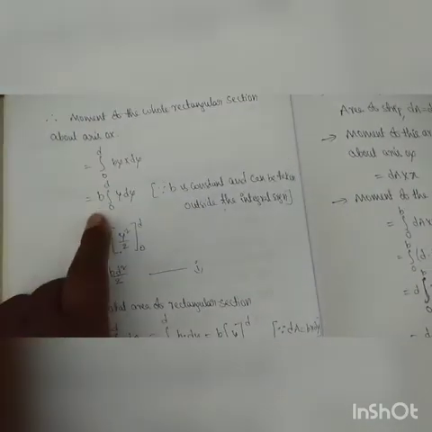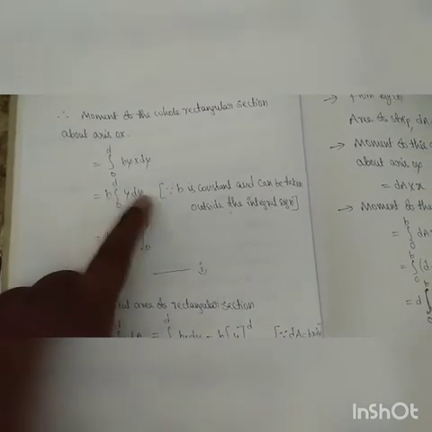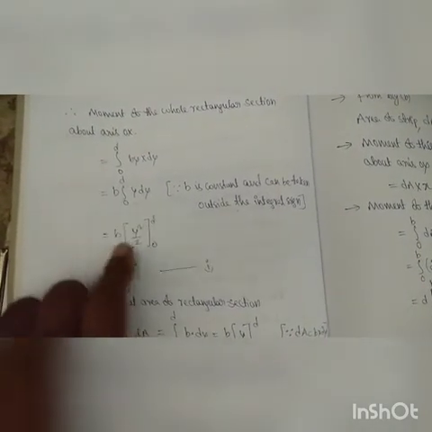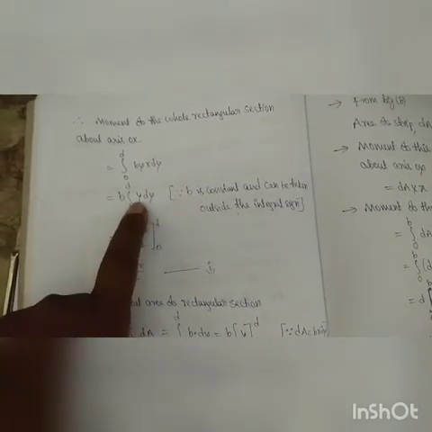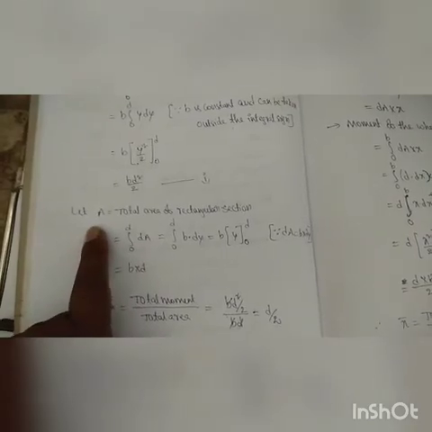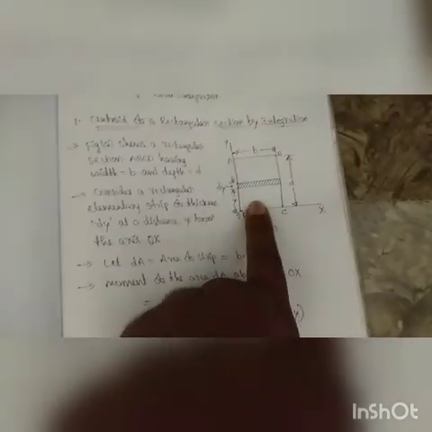As B is a constant term, we take it outside and integrate the equation: B into the integration of y into dy, which is y square by 2. Applying the limits D in the above equation, we get BD square by 2. We take this as equation 1. We already know from the figure that the total area is B into D.